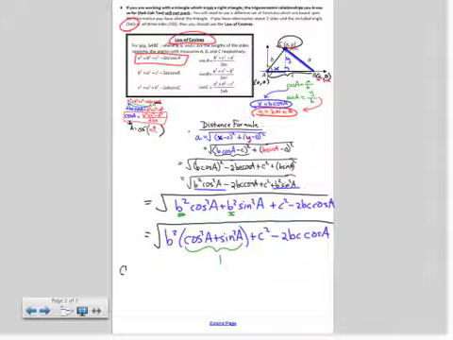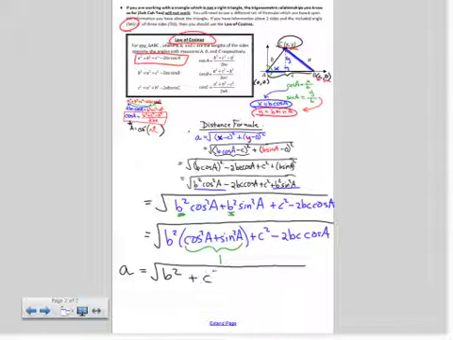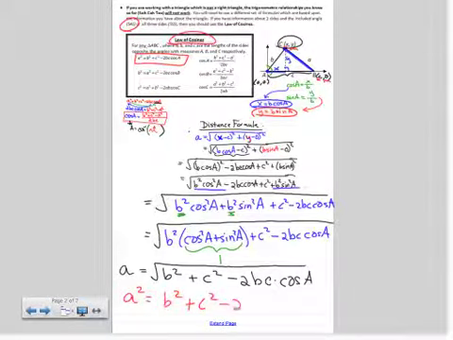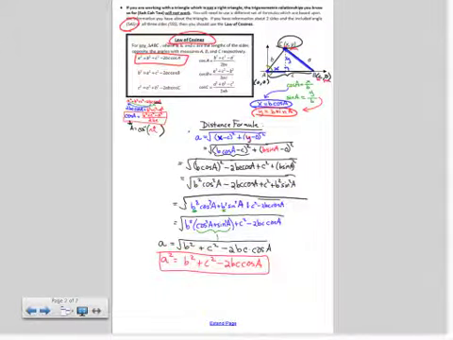That looks horrible, but this is 1. So now look at what we have. Remember, we were solving for a. A is equal to the square root of b squared times 1 plus c squared minus 2bc cosine A. And so if we square both sides, we get a squared equal to b squared plus c squared minus 2bc cosine A. What we see here is that in the formula, your b and c are the two sides that surround your angle A.